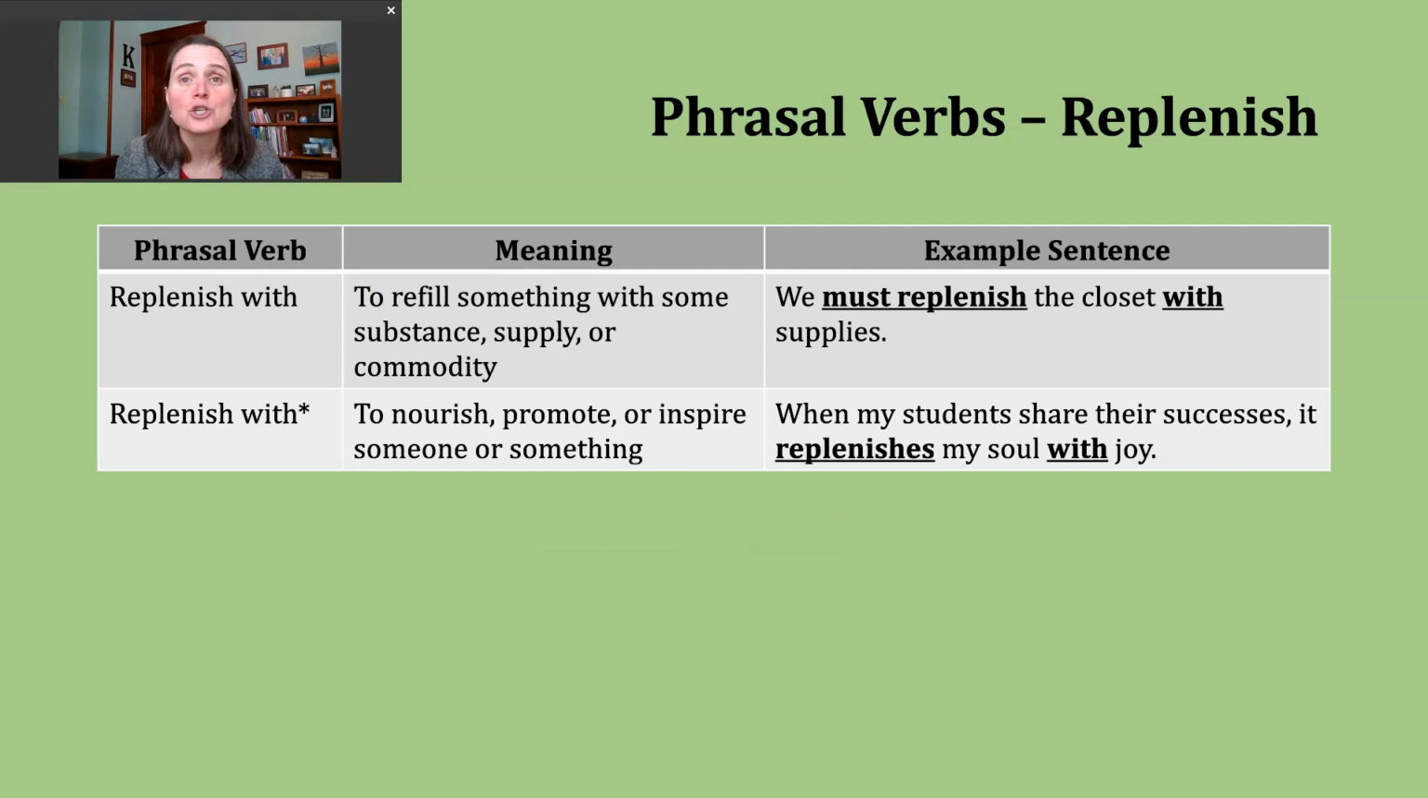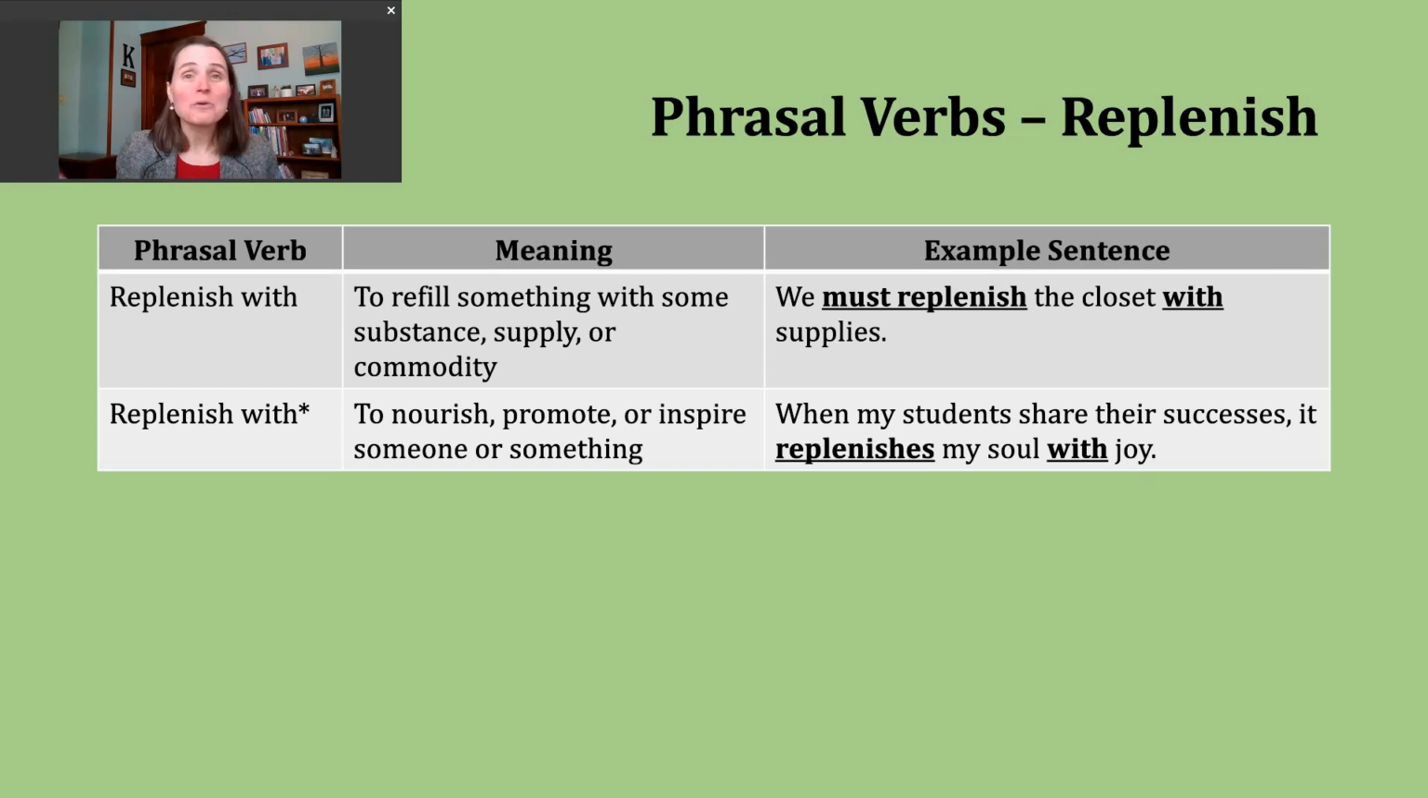Now, there is a phrasal verb that you might encounter with our verb replenish. It's to replenish with. This can have a couple different meanings. The first goes back to an earlier definition, so we're refilling something with maybe some type of substance, a supply, some type of commodity. You might think of like a natural resource. An example of this might be, we must replenish the closet with supplies. Okay?